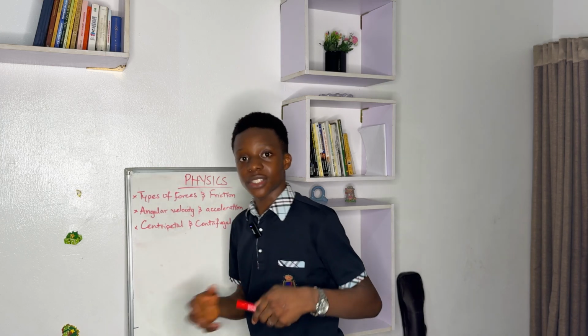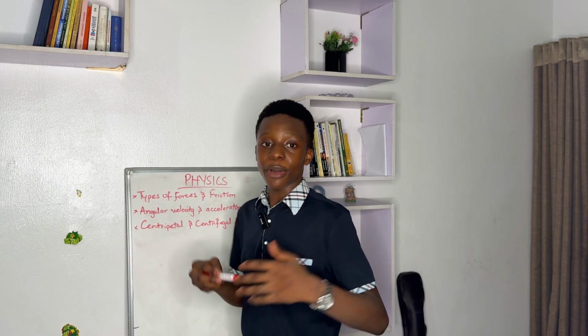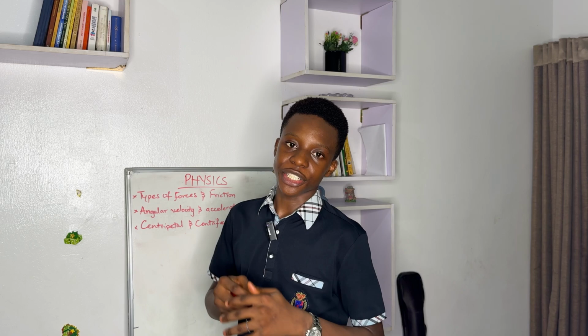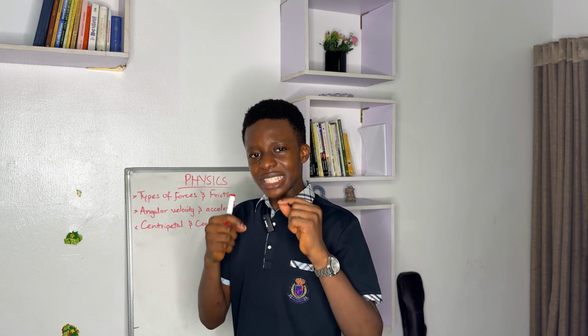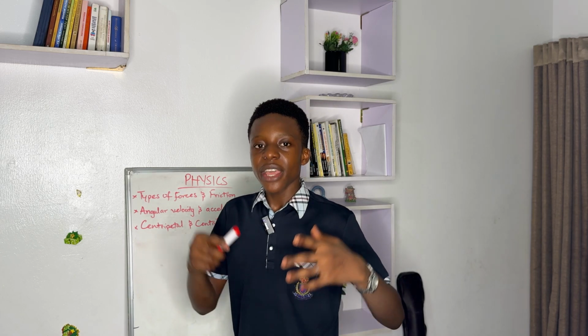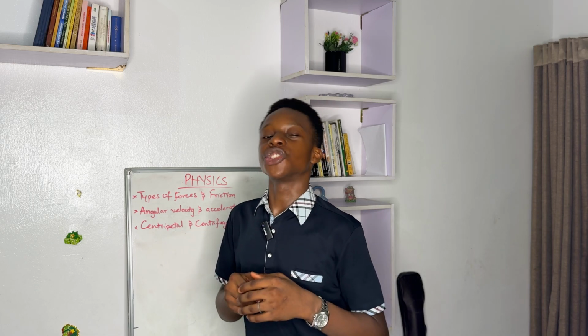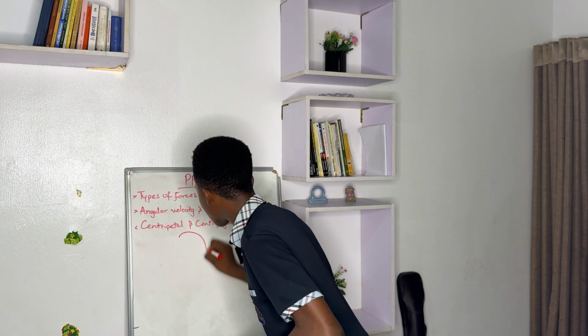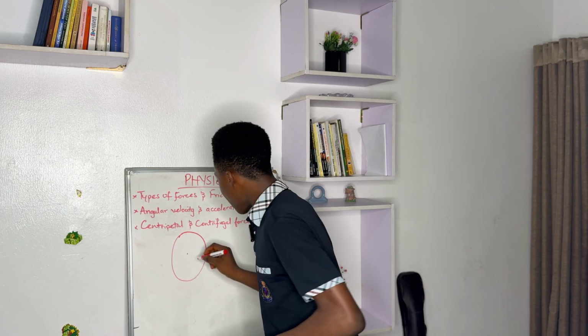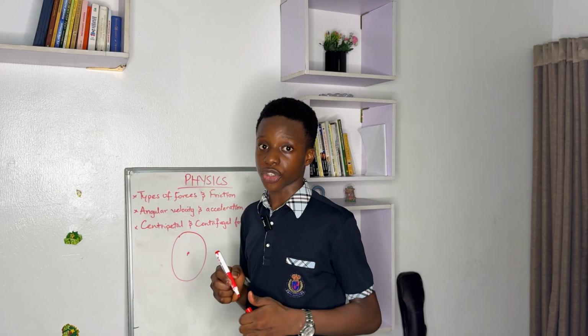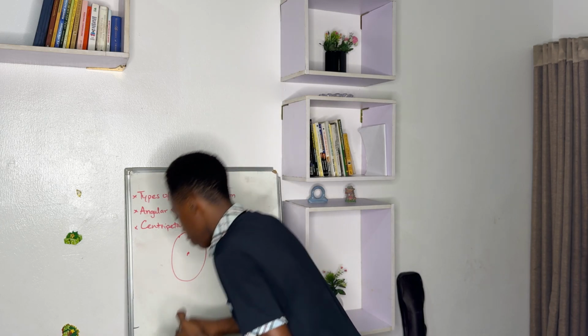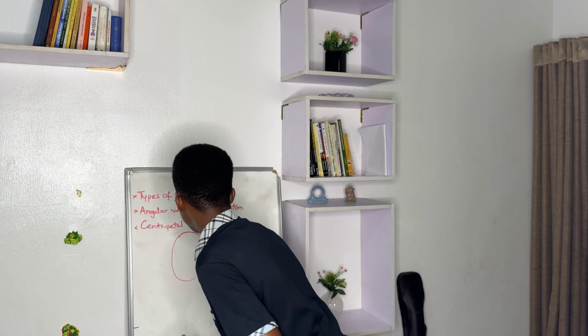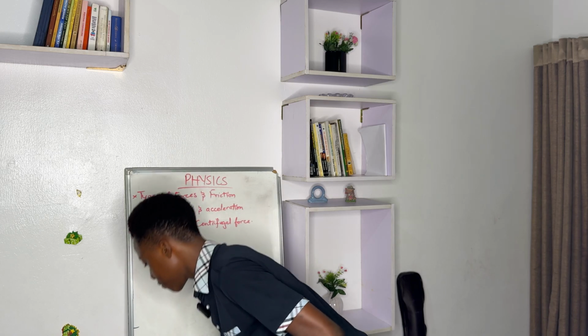And now that we've discussed friction, let's discuss angular velocity and acceleration. First of all, I want you to get a simple picture of circular motion. Circular motion is the same thing as rotational motion, which is basically an object moving in a circular path around an axis. And the axis is the center of the circular path. So let me clean this off and explain angular velocity.